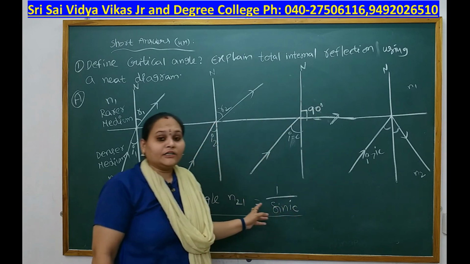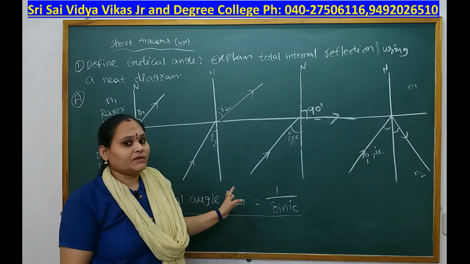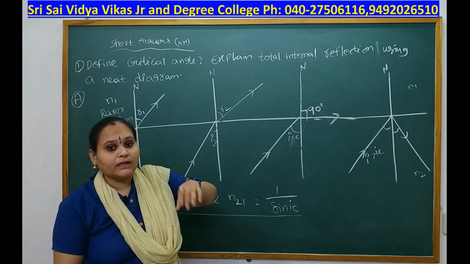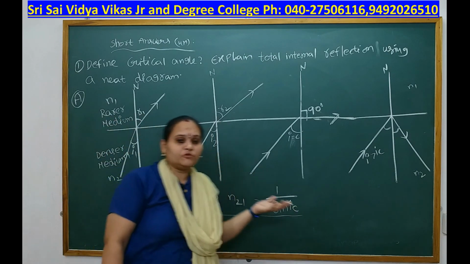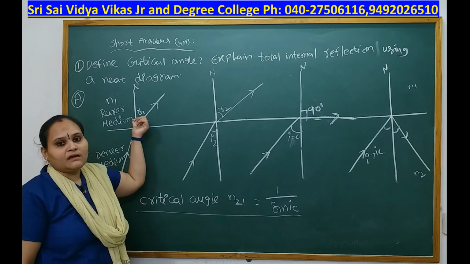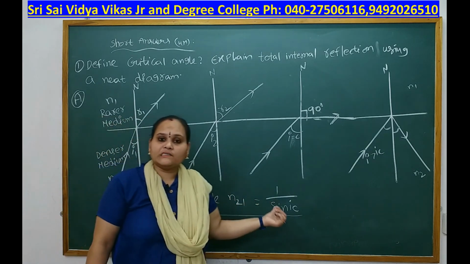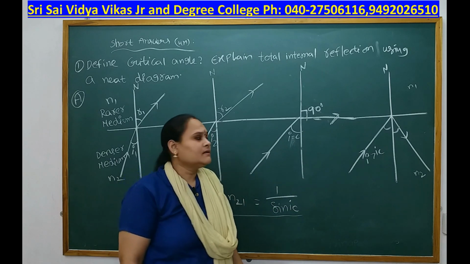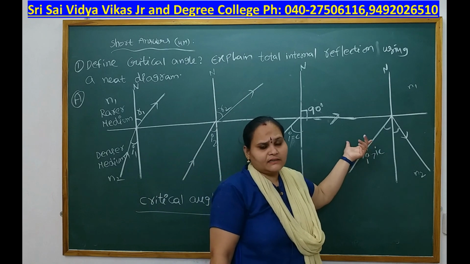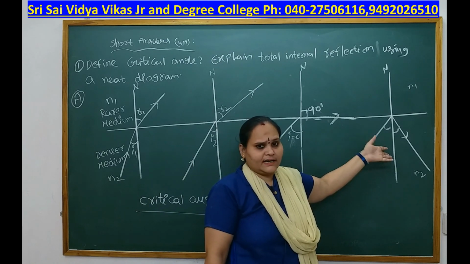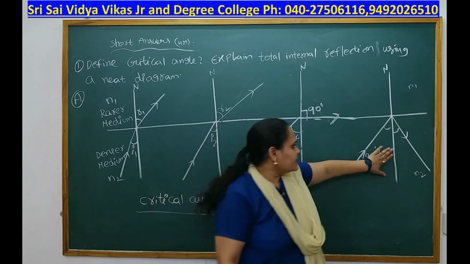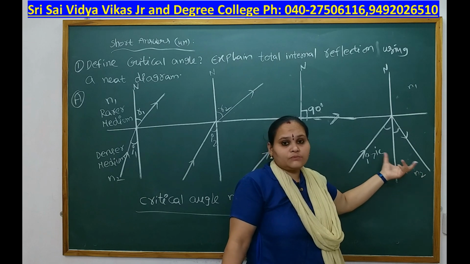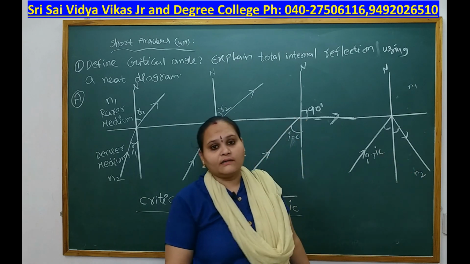N21 is the refractive index of medium 2 with respect to medium 1, where medium 2 is the denser medium and medium 1 is the rarer medium. So the refractive index of the denser medium to the rarer medium is equal to 1 by sin IC, where IC is the critical angle. With a further increase, when the incident angle is greater than the critical angle, the total light will be reflected. There is no refraction. This process is nothing but total internal reflection.